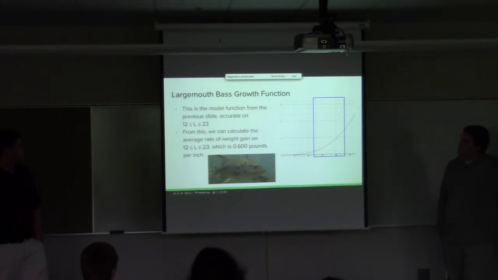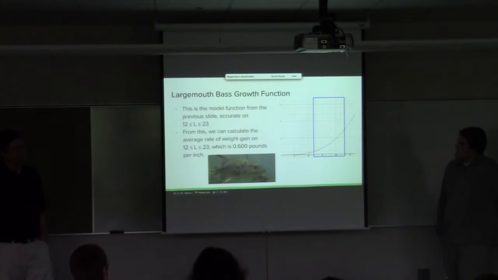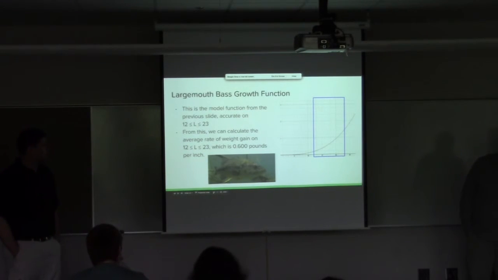So this is the model from the previous slide. Largemouth bass adults are typically in 12 to 23 inch intervals. From this, you can calculate the average weight gain, which is 0.6 pounds per inch. Our interval's quite short because they get a lot bigger elsewhere, but in Minnesota they don't. The max for a bass around here is about 7 pounds. Out in California, they can get upwards of 20 pounds, so that's why the interval is so short.